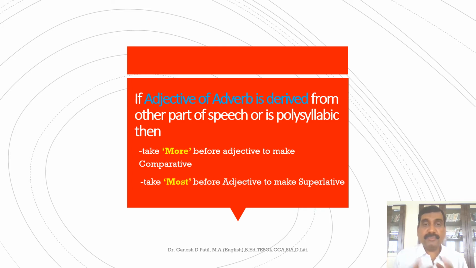However, if the given adjective is polysyllabic, means there are more than one syllable in the given adjective, or if the given adjective is a derived adjective, it means it is not originally an adjective, but the adjective is formed from noun, verb or adverb. In that case, we take more before that adjective to form a comparative degree, and we take most before it to form a superlative degree.